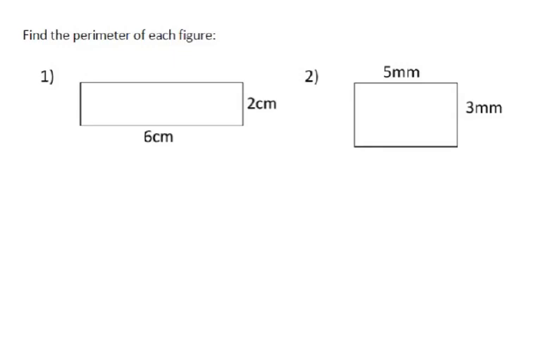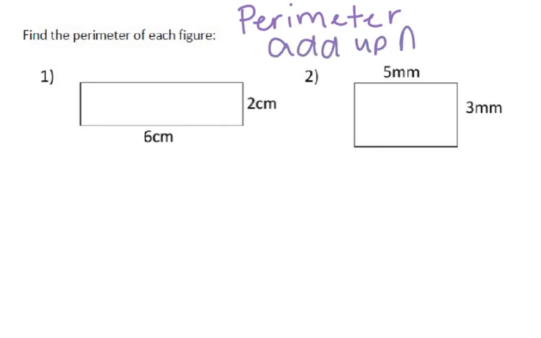Good morning. Today we are going to be figuring out the perimeter of polygons. So in order to find the perimeter, we add up all the sides. So perimeter means add up all sides. So let's look at this first example.